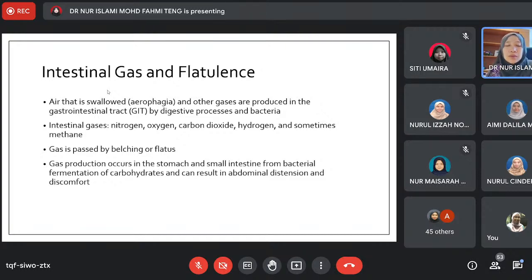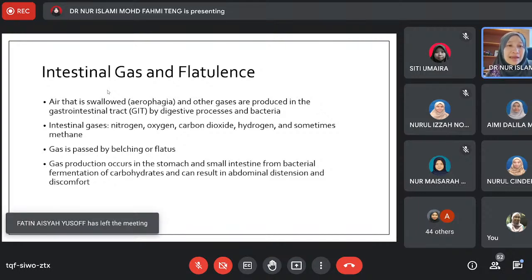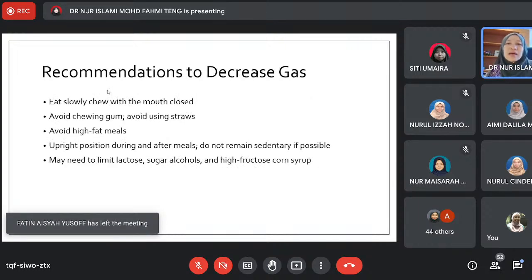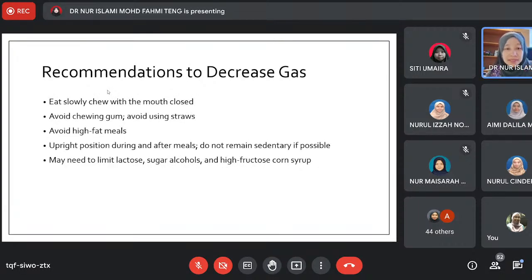Okay, so if patients come to you and complain that they have intestinal gas, rasa flatulence, this here is among the recommendations to decrease gas. Eat slowly lah. Eat slowly. Tadi saya sebutkan kalau yang makan kelang kabut tu kan will increase the gas production. So we can recommend our patient to eat slowly and chew with the mouth closed.